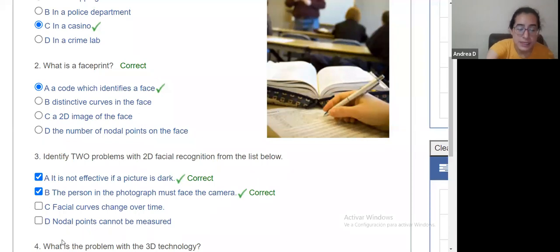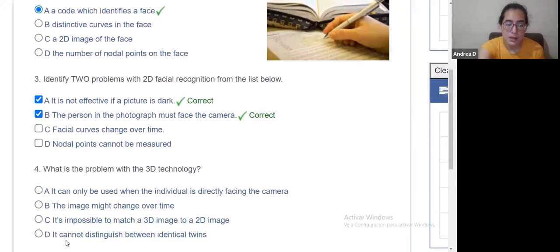Or, for example, D: if you know that the number of nodal points is translated into a code that is a face print, you know that nodal points can be measured. So it couldn't be D as well. So that helps.